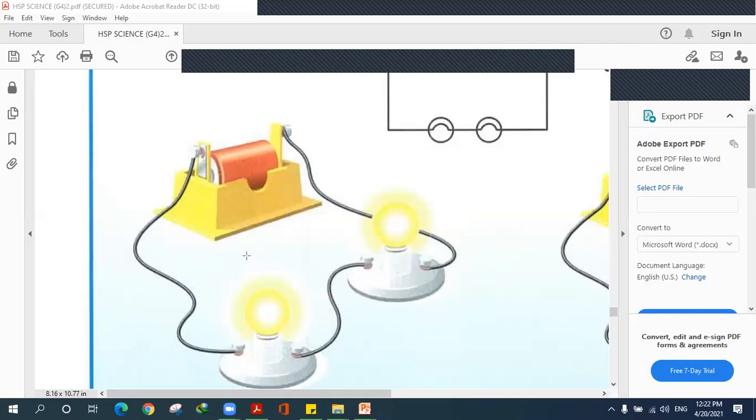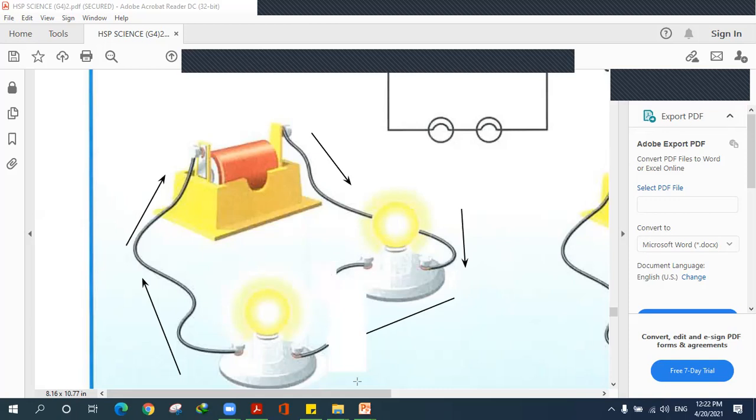This series circuit means that there is only one path for electricity to move through. Can you see how electricity is moving along one path only? Yes, until it just goes back to the battery. So if there's a cut or a gap somewhere in this circuit, it's supposed to turn off, right?